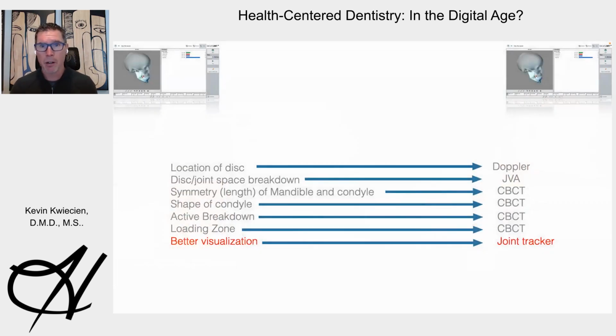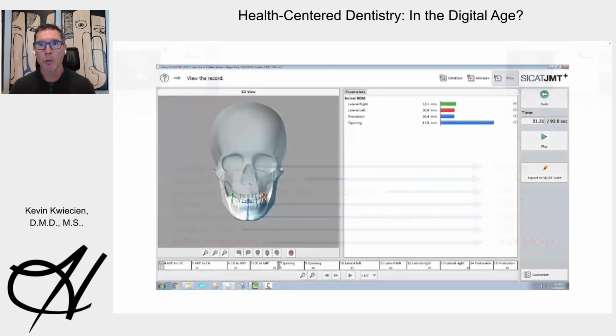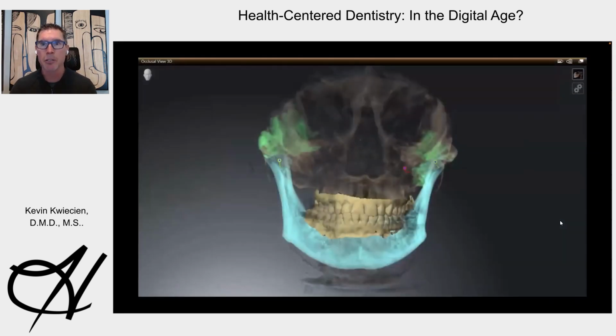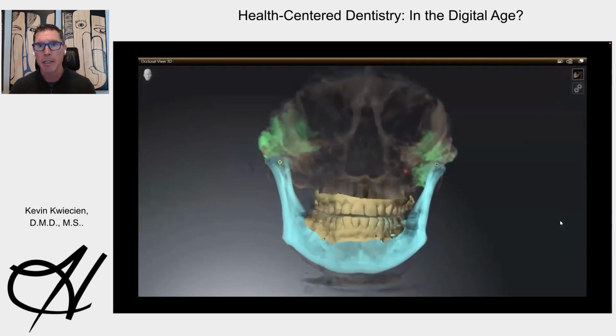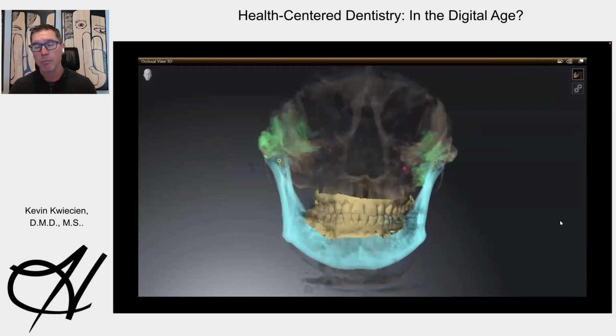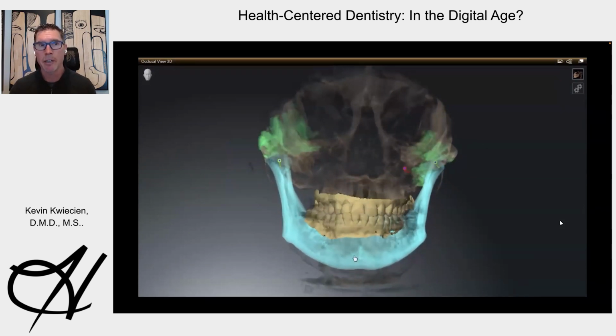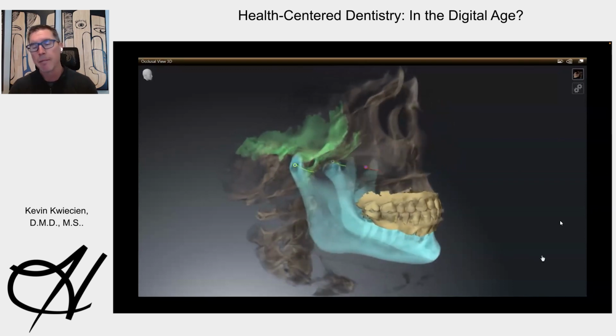Now, to start putting it all together, we can get better visualization in the digital world, and that is by using some type of a joint tracker or motion tracker or recorder, so that we can see how the jaw is moving. Does it deviate to the left or to the right when we open? What happens when we move to one side? And that's when we get to start combining all of the data and really have this individualized, fully adjustable articulator at our disposal.